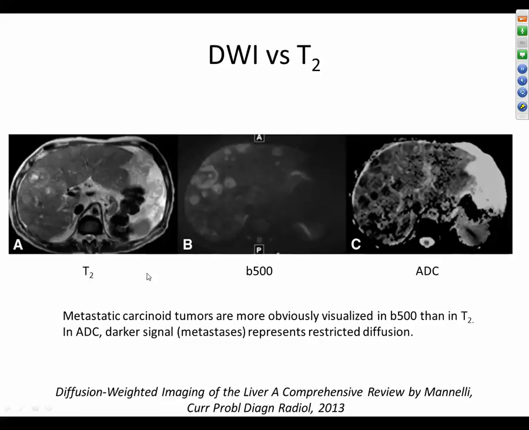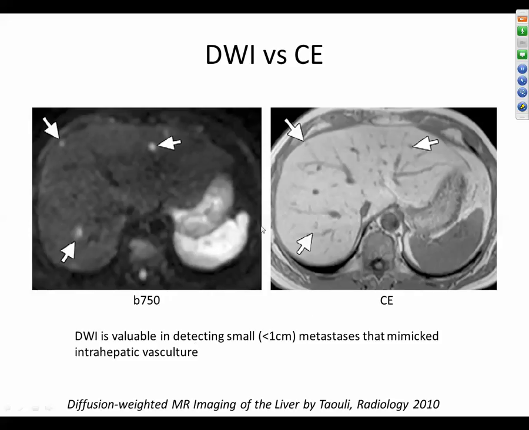Here are metastatic carcinoid tumors. In the T2 images, they can be seen, but in the DWI, it's more obvious, and it's confirmed in the ADC. They look dark, so it's a diffusion-restricted lesion, and in this case, the carcinoid tumor. Again, in DWI, it's easy to detect those small lesions, but in the contrast-enhanced image, they can easily be confused with other stuff.